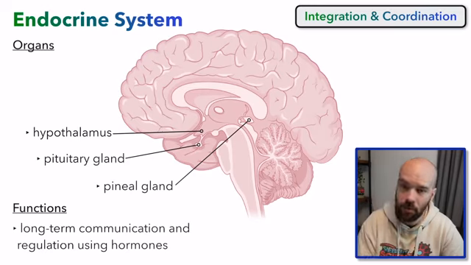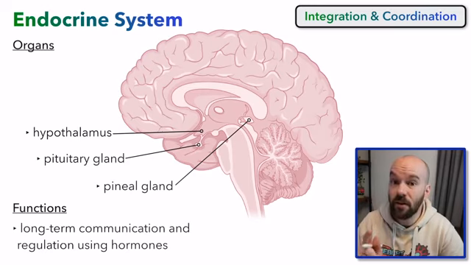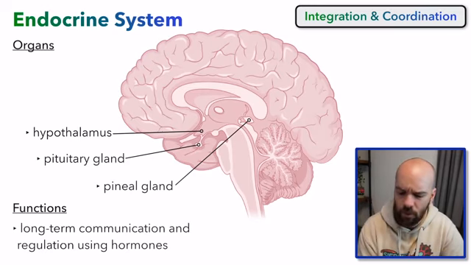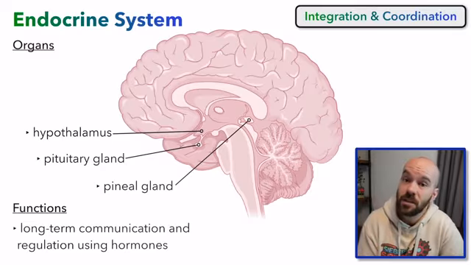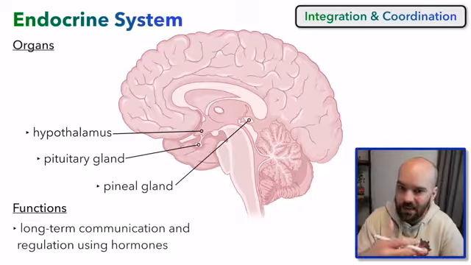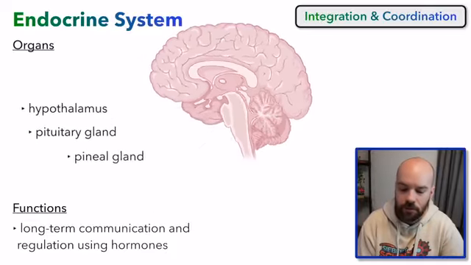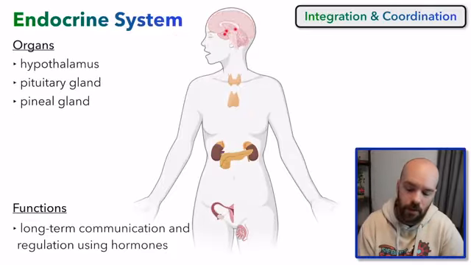They produce a lot of hormones. We're not going to get into all of those in this video. We also have the pineal gland. It's kind of more on the posterior side of the brain right there. It's going to release melatonin, which regulates your sleep cycle, your circadian rhythm, your day-night cycle, which is pretty cool. So those are three organs in the brain that are part of the endocrine system.